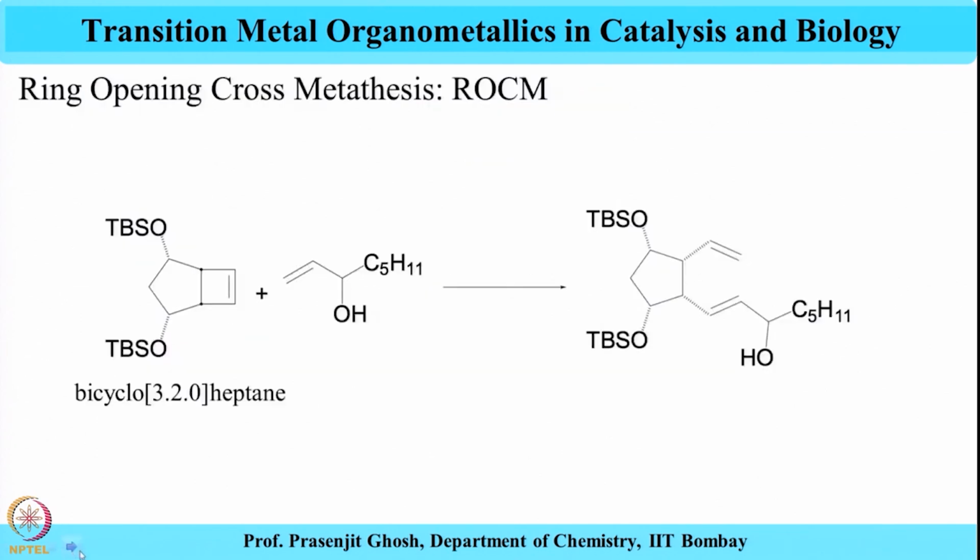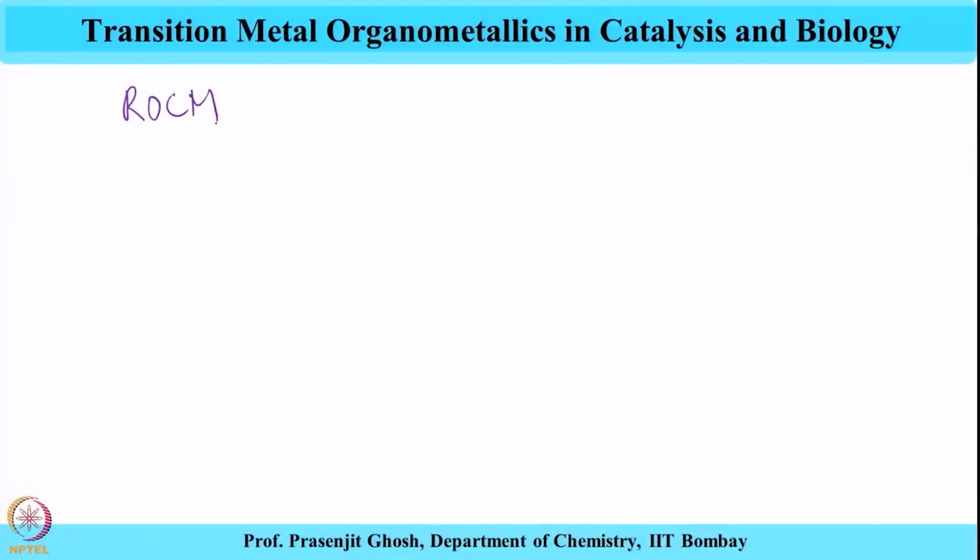Proceeding further, we are going to take a look at another example of ROCM, ring opening cross metathesis, in which this reaction has been attempted two times. The first one is an intermolecular cross metathesis and the second one is an intramolecular cross metathesis. This is an interesting reaction.